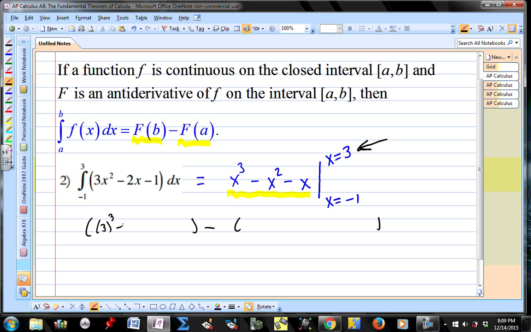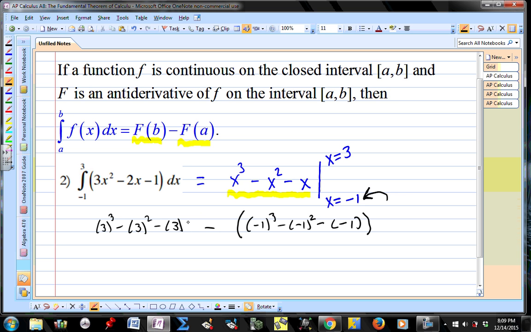So instead of x cubed minus x squared minus x, we're going to get 3 cubed minus 3 squared minus 3. Then we're going to subtract the quantity that results from taking the lower limit of integration, negative 1, and substituting this in for x, which is negative 1 cubed minus negative 1 squared minus negative 1. And like with many things that we do, the first time we go through an example or a few examples, we're going to do a lot of writing. As you gain familiarity, you probably write less and work a little more quickly, more fluently.